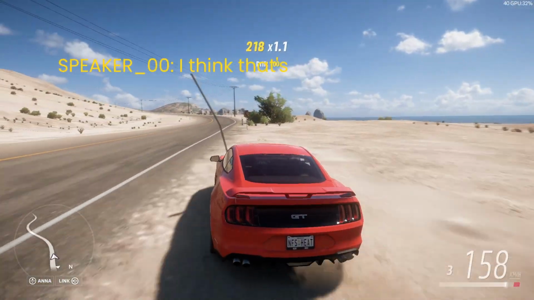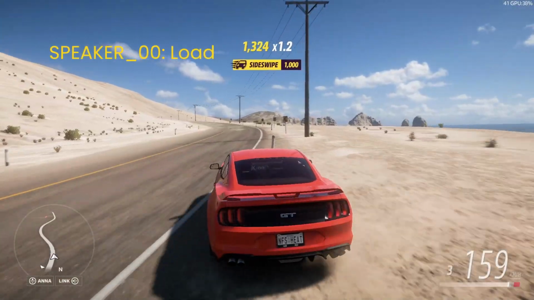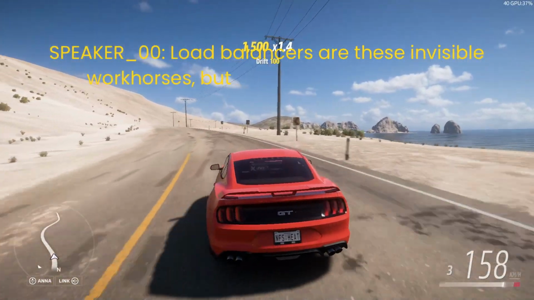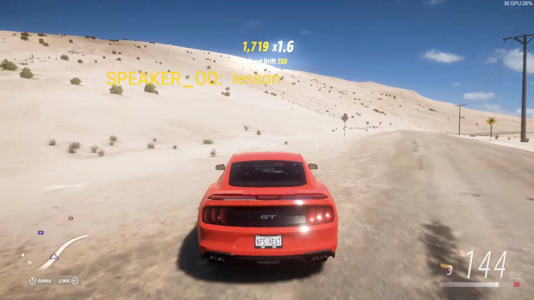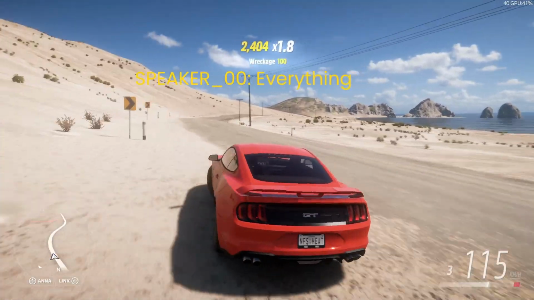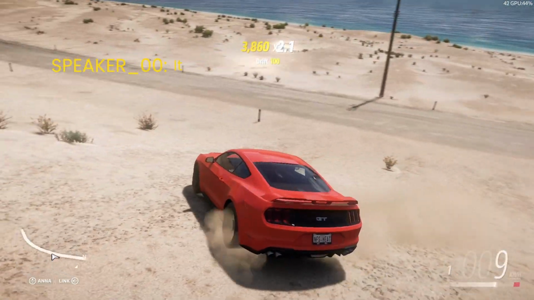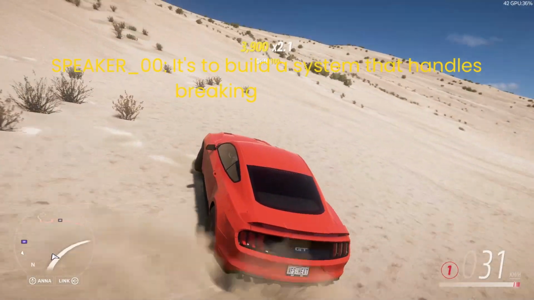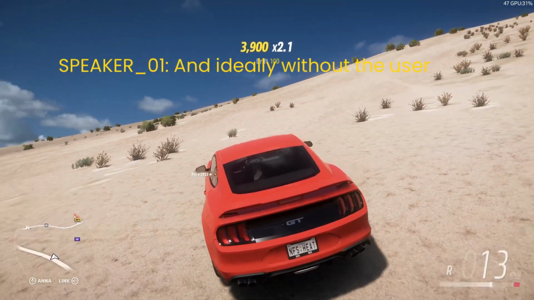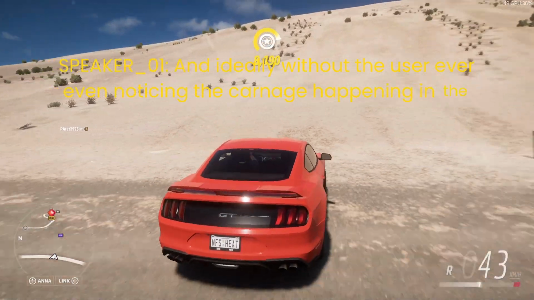I think that's the perfect place to land. Load balancers are these invisible workhorses, but they embody the most important lesson in engineering. Everything fails. The job isn't to build a system that never breaks. It's to build a system that handles breaking gracefully. And ideally, without the user ever even noticing the carnage happening in the background.